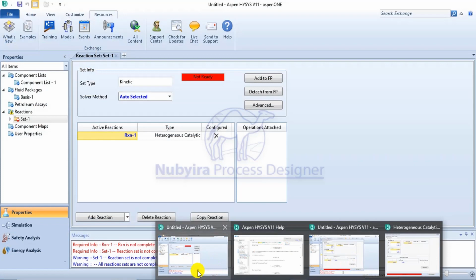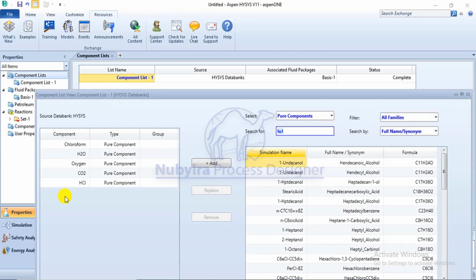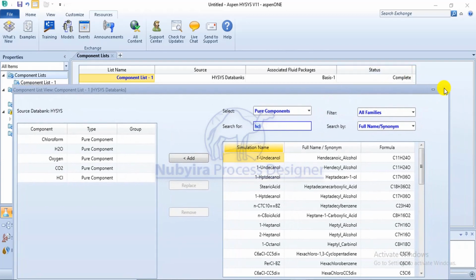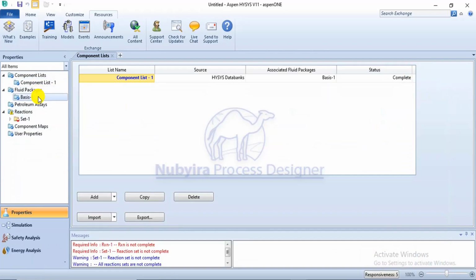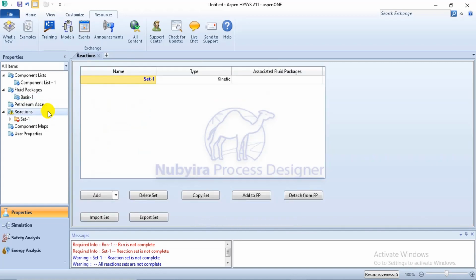Okay, let's see. First, you have to specify your components: chloroform, H2O, oxygen, CO2 and HCl. Then our fluid package is Peng-Robinson. So you specify your fluid package and your components before you start to specify your reaction. In reactions, you click add and it creates a reaction set for you.